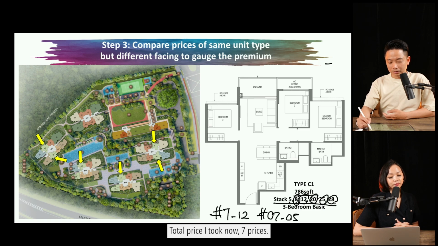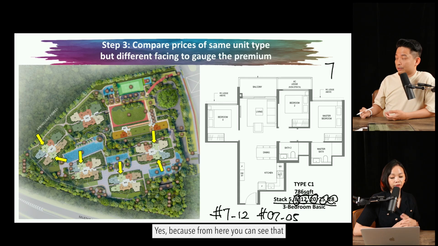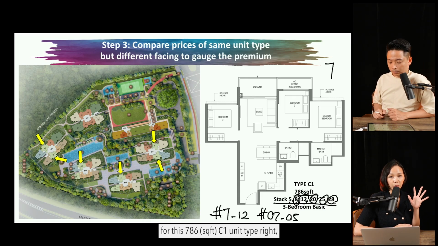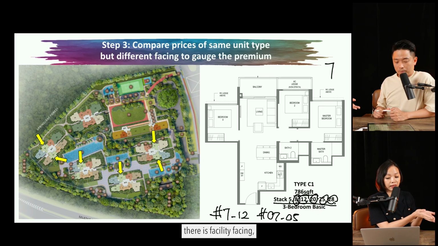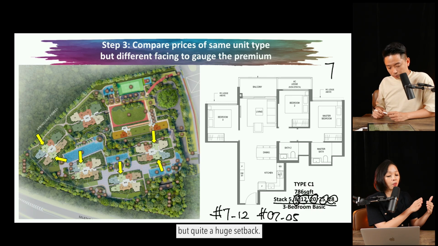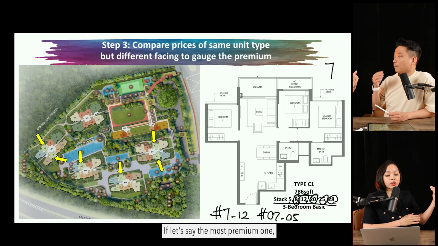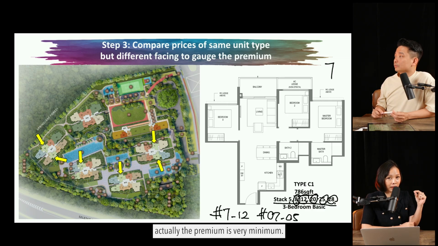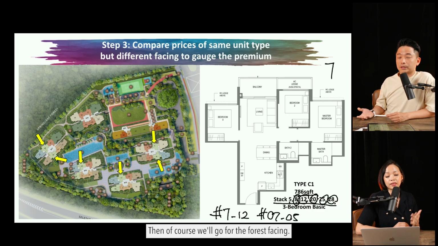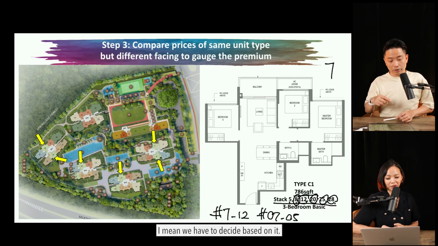Total prices I took now, 7 prices. With 7 prices, I can already decide where my focus point is. Yes, because from here you can see that for this 786 C1 unit type, there is field facing, forest facing, facility facing, and also highway facing, but with quite a huge setback. So you have to know how much the developer actually loads per facing, where the premium is. If the most premium one, which is the forest facing, and the highway facing unit have a very minimal premium, then of course we will go for the forest facing. But if the highway facing is 200,000 cheaper, then I might go for the highway facing. We have to decide based on it.